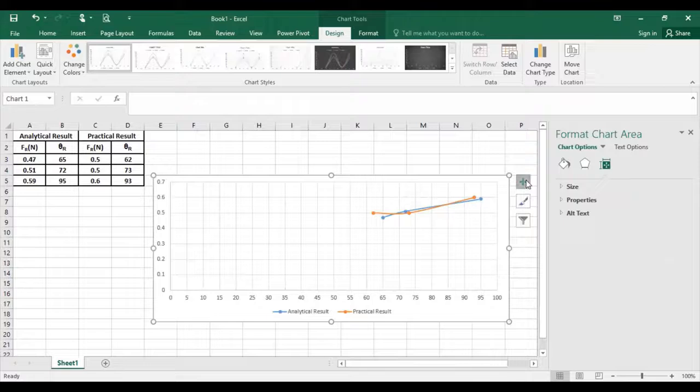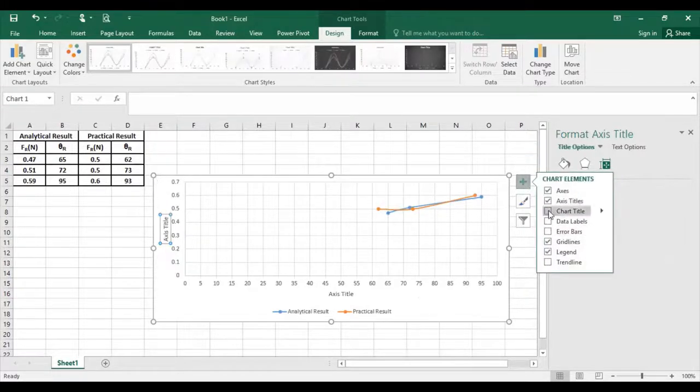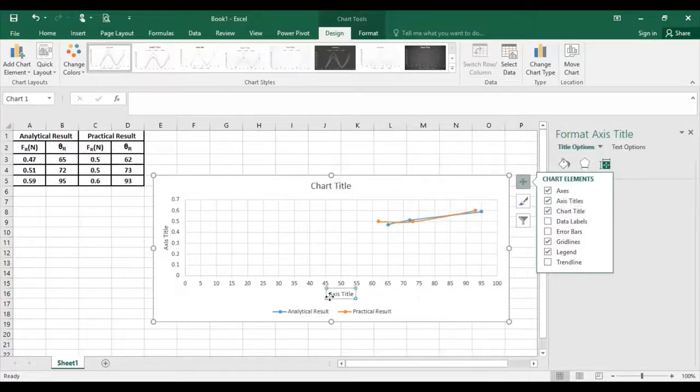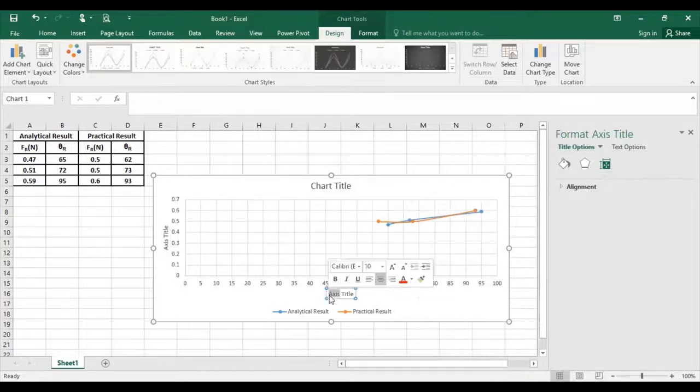And you can add axis titles over here. So how can you do that? You can put a chart title as well. The axis title will be what? Angle in degrees. So you should write angle in degrees. And in the other axis title, what you have to take is resultant force in Newton. Okay, done.